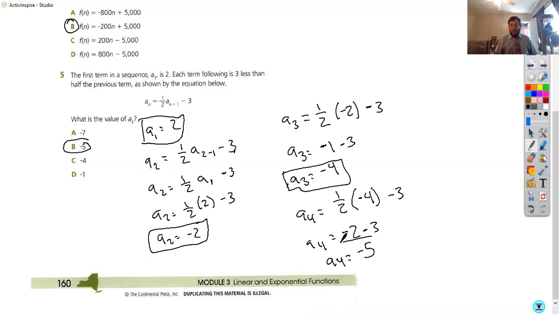So we're using the term before it, right? Here we used A3 to find A4. We used A2 to find A3, and then we used A1 to find A2. So we're constantly using the term before it to find the next one. And that's a recursive series.